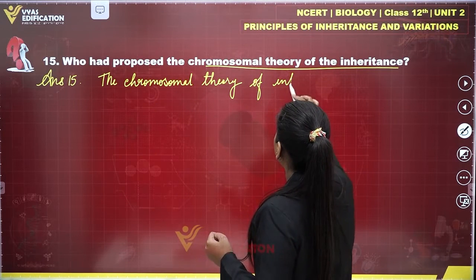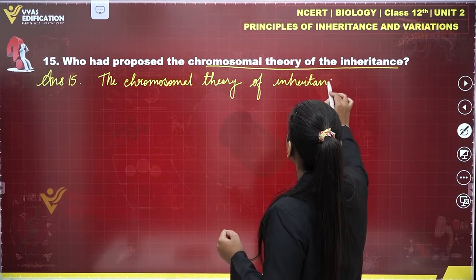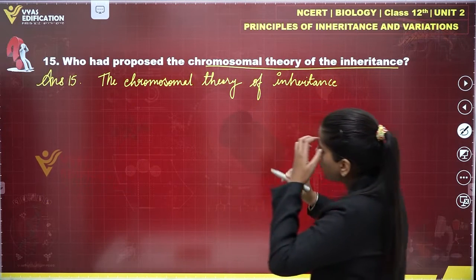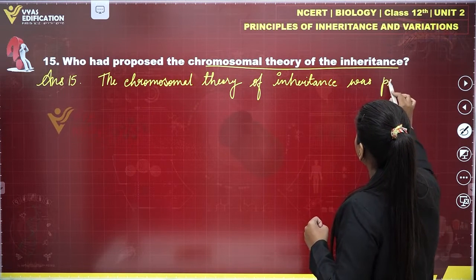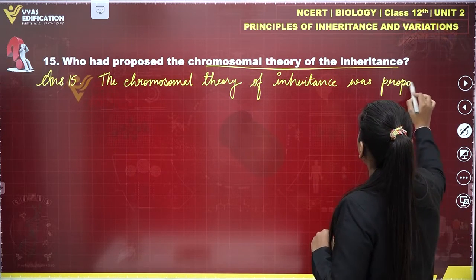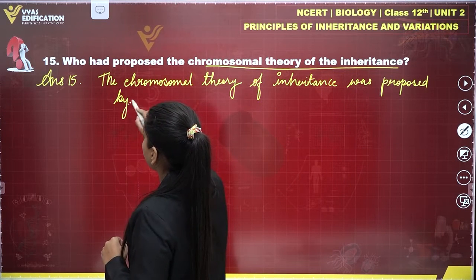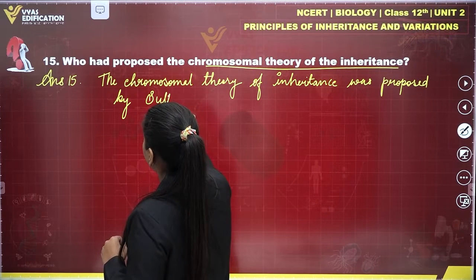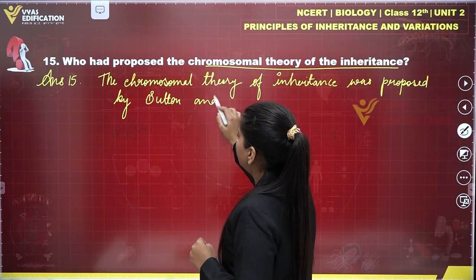the chromosomal theory of inheritance was proposed by Sutton. There were two scientists, Sutton and Boveri.